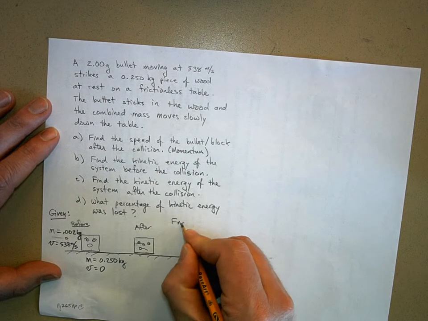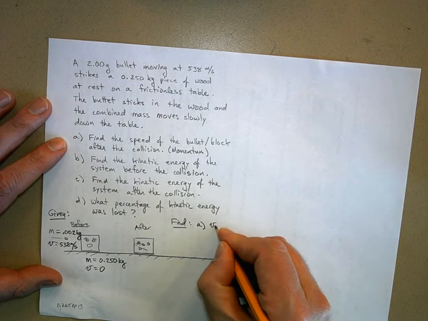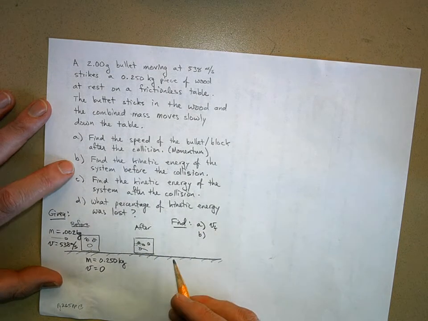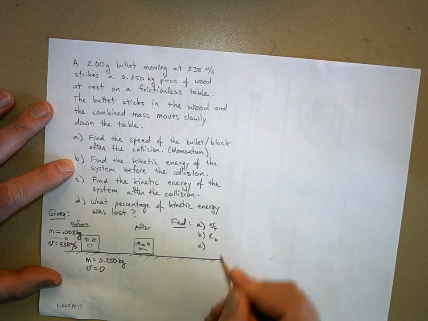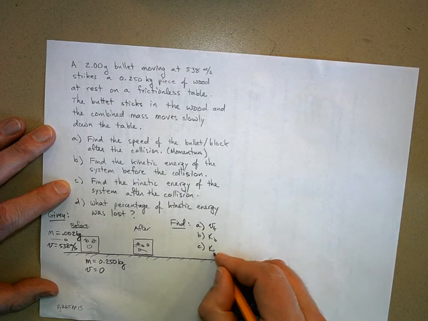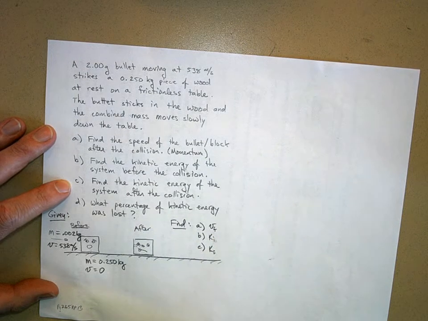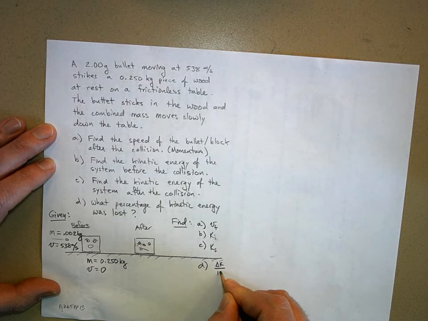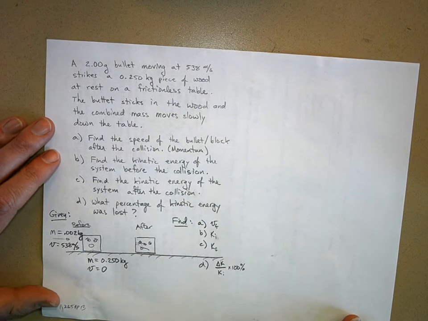And we want to find, for A, the final velocity of these two guys after the collision, and then B, the kinetic energy before the collision. I'll call it initial. Before the collision is the initial kinetic energy. And C, find the kinetic energy of the system after the collision. There's my final kinetic energy. And D, I want to know delta K over K initial times 100%. This will be the percentage of kinetic energy lost.